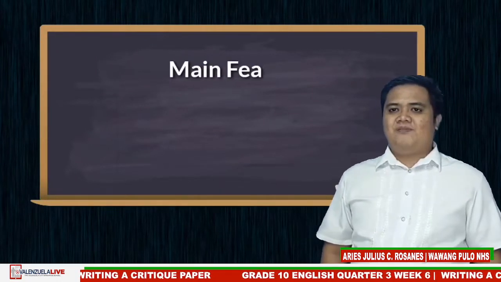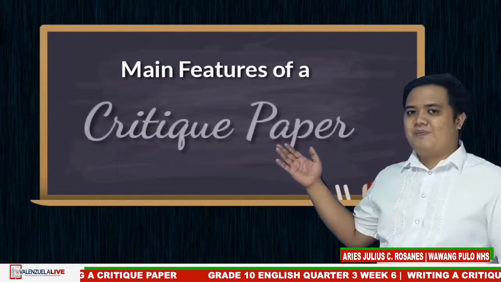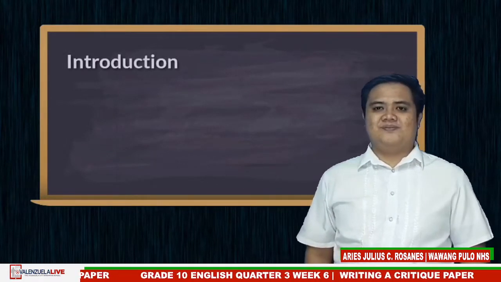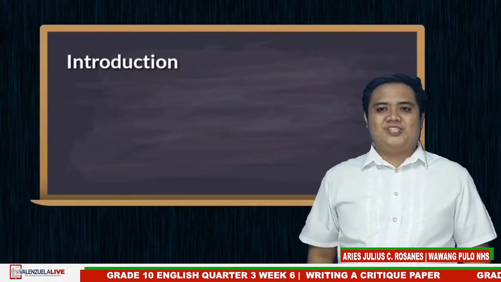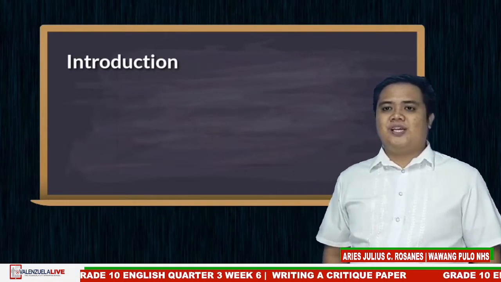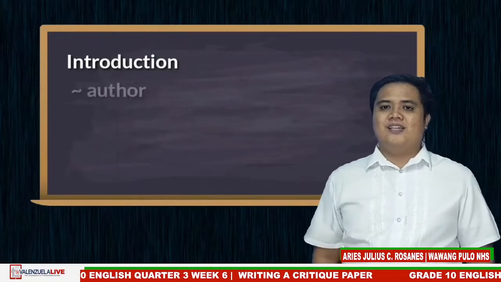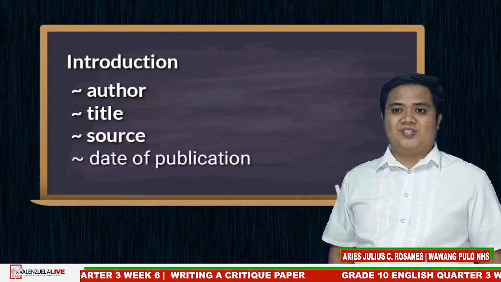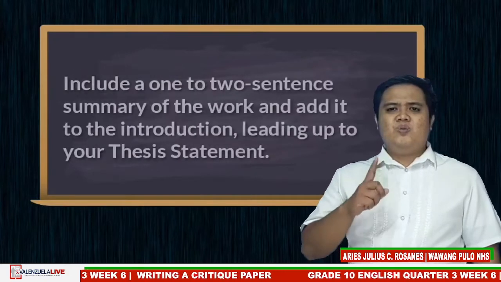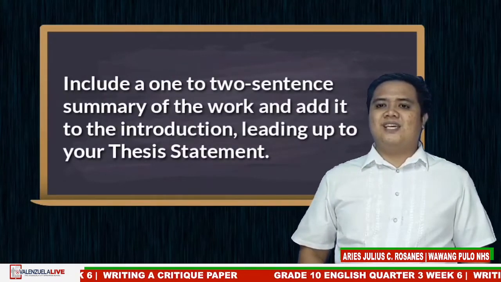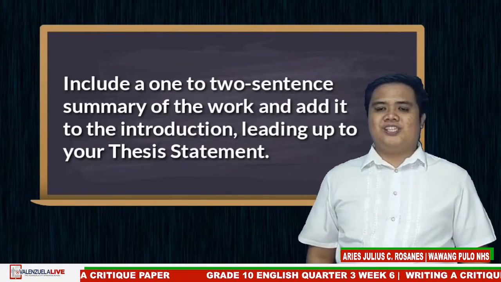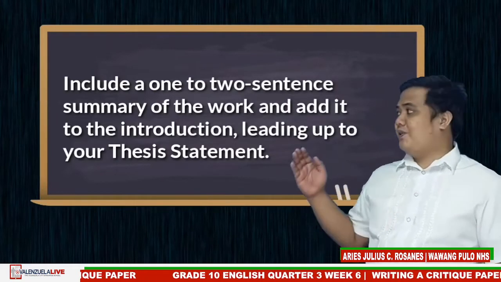These are the main features of a critic paper. First is introduction. The introduction introduces the work by stating the author, title, and source along with the date of publication. Include a 1 to 2 sentence summary of the work and add it to the introduction, leading up to your thesis statement.